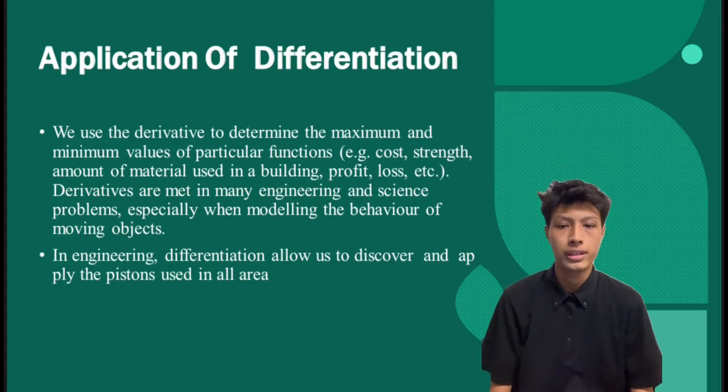Application of differentiation. First, we use the derivative to determine the maximum and minimum value of a particular function. Example: cost, strength, amount of material used in a building, profit, loss. Derivatives are used in many engineering and science problems, especially when modeling the behavior of moving objects. Second, in engineering, differentiation allows us to discover and apply the principles used in all areas.